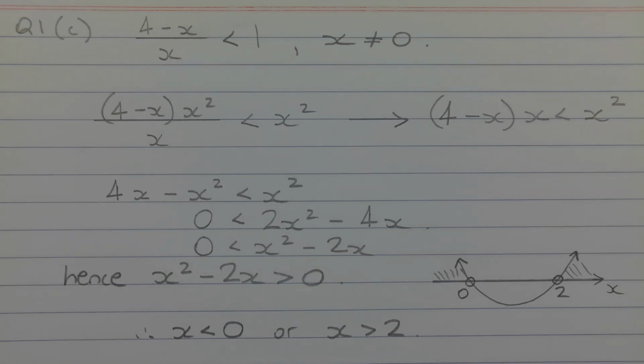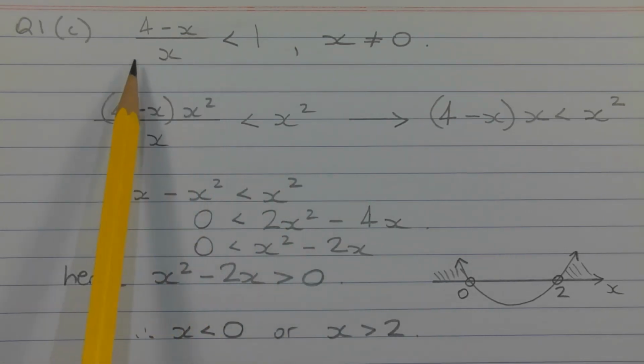Now, one way to deal with this inequality is to multiply both sides of the inequality by the square of the denominator. By squaring the denominator, we're multiplying both sides of the inequality by a positive value, so the inequality symbol does not need to be switched around. So multiplying both sides by x squared, we get (4 minus x) times x squared over x less than x squared.